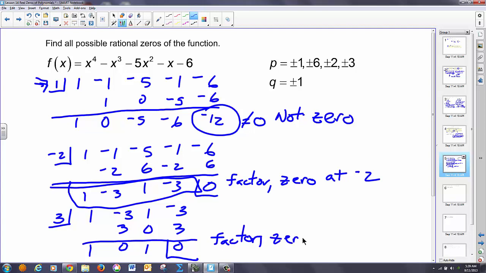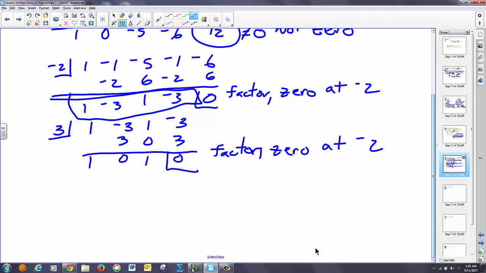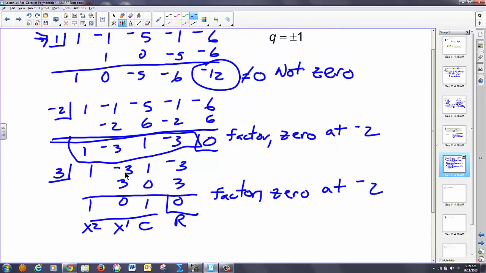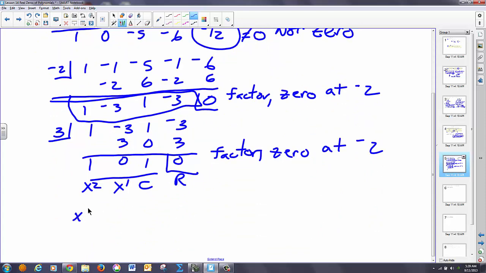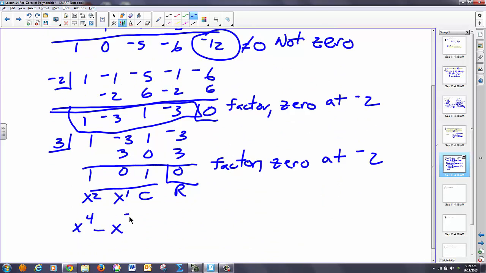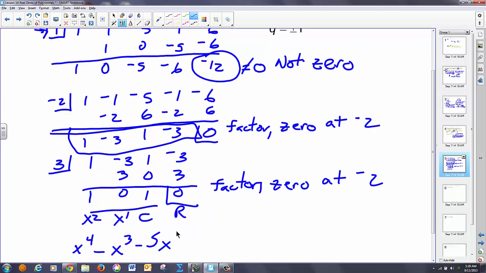or a 0, at 3. Now, notice what I have left here. In this case, we said this was my remainder. What's left is the value of the division. And working backwards, this is a constant term, this is an x to the first term, this is an x to the second term. So if I were to list out the factors of my function in their entirety, what I have is the original, which was x to the fourth, minus x cubed, minus 5x squared, minus x, minus 6. And what I've just found out is that this actually factors into, if negative 2 is a factor, or a 0, I have x plus 2.